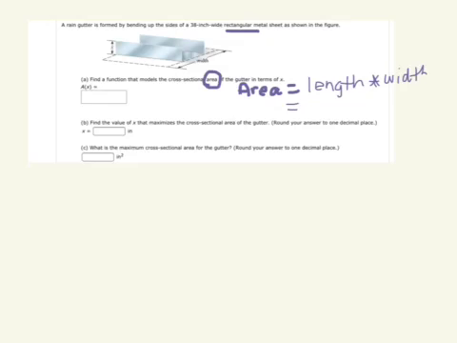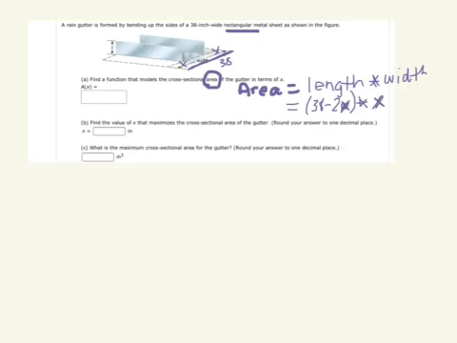our width represents this total distance across. So it was 38. But what happened was we took a side of x and folded it up on both sides. So now what we have is our length in terms of x, 38 minus 2x, times our width of x. So we said 38 minus 2x times x.